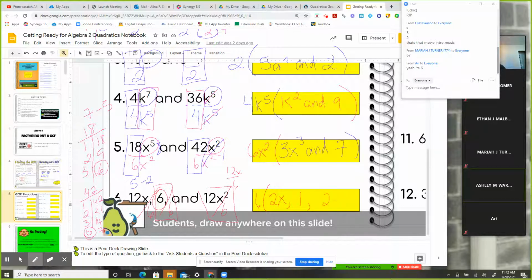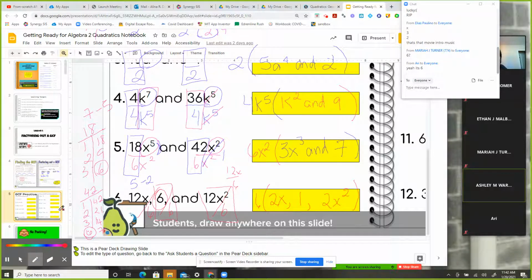I do get 2 again. And what do I have to do with the x? X squared, because I'm not dividing by any x's, right? Sweet. We are 1/3 done.